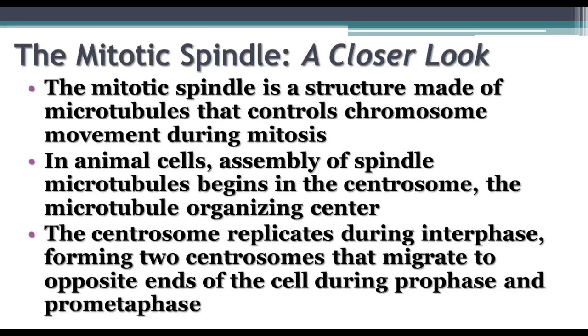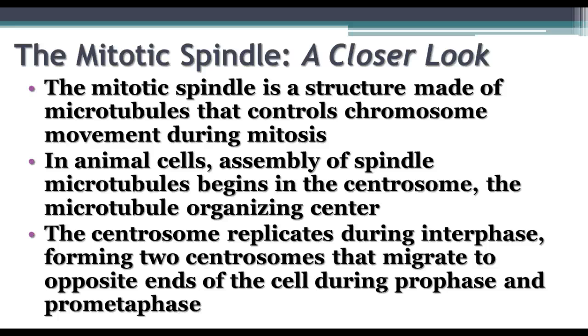Now the spindle is made of microtubules, and that's really what controls the chromosome movement. Animal cells, plant cells, all kinds of cells have microtubules. All eukaryotes depend on microtubules of various kinds to separate the chromosomes during this process.